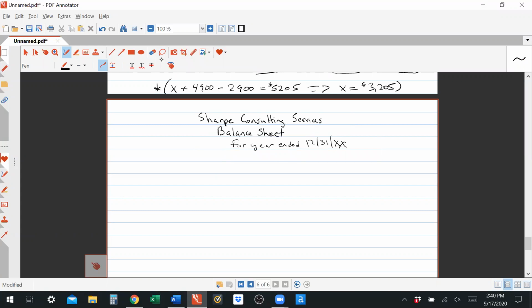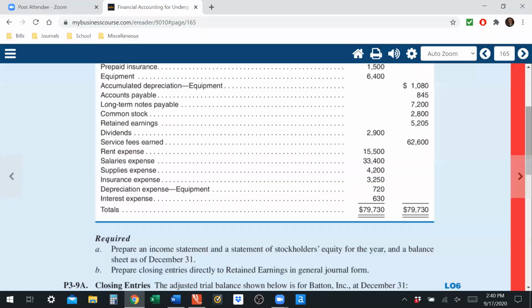And the balance sheet is not for a particular period of time, it's as of. So as of, a snapshot at a moment in time. The balances just carry over from the previous year. So we're going to have our assets. We're going to list our current assets first in order of liquidity.